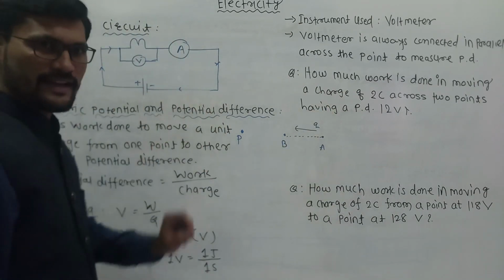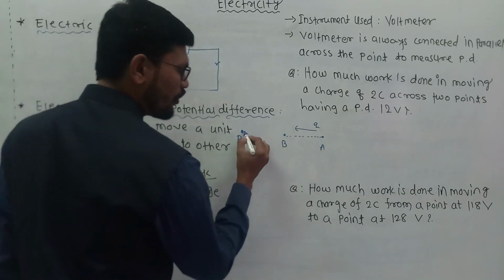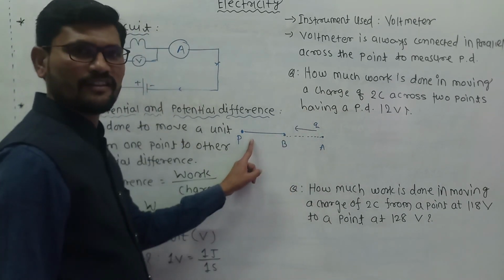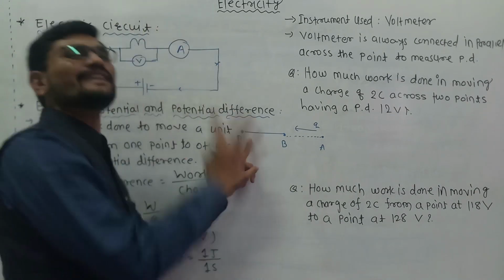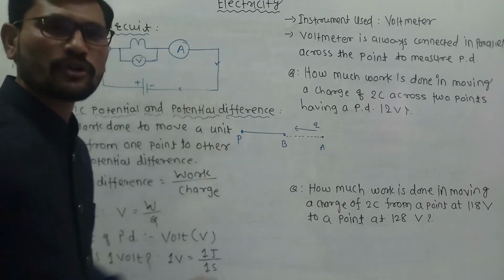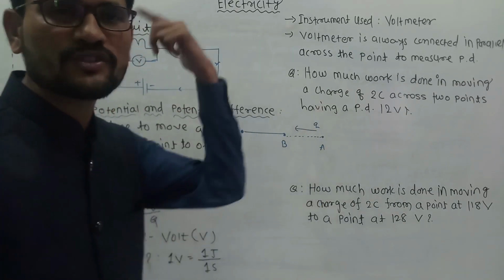But as soon as I want to bring this charge from point B to point P, then obviously I need to do some work on this charge. That is called the potential difference. Work done to move a charge from one point to another point is called the potential difference.